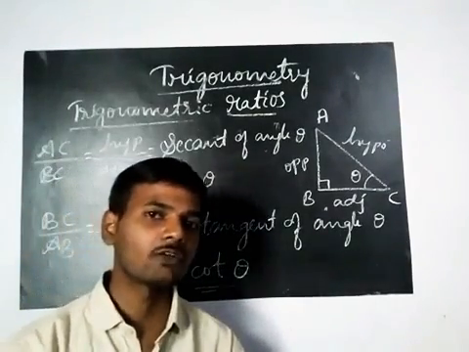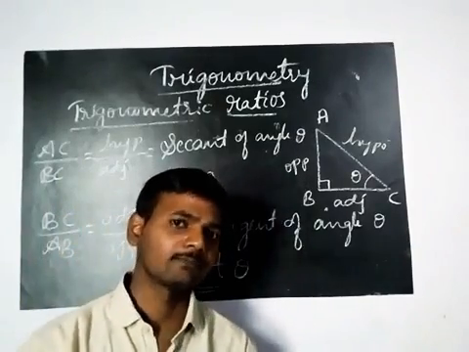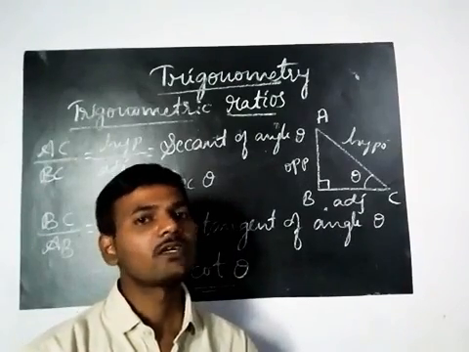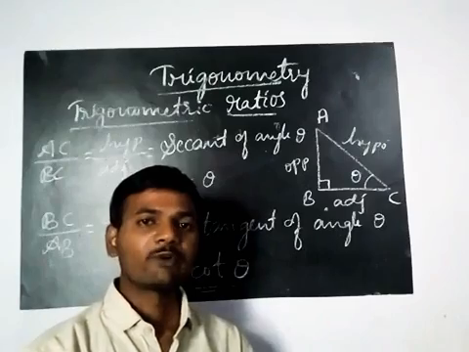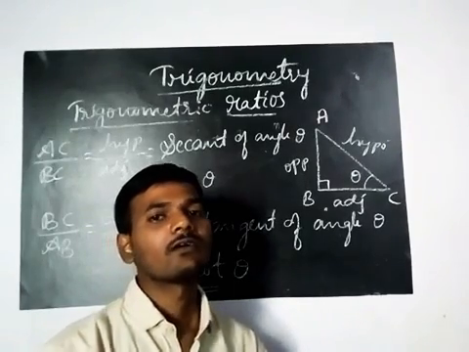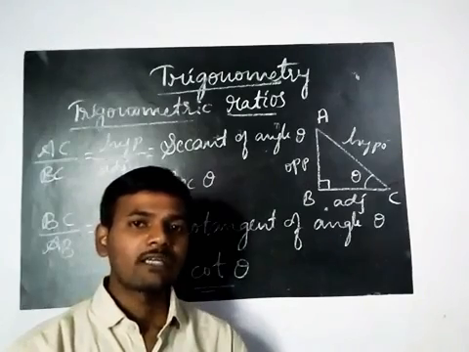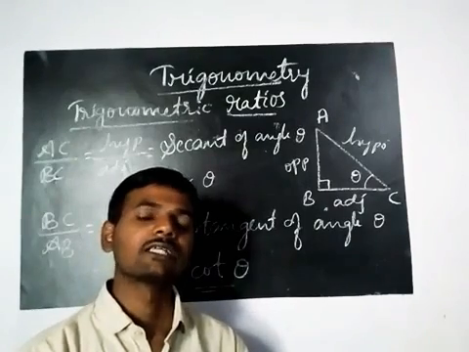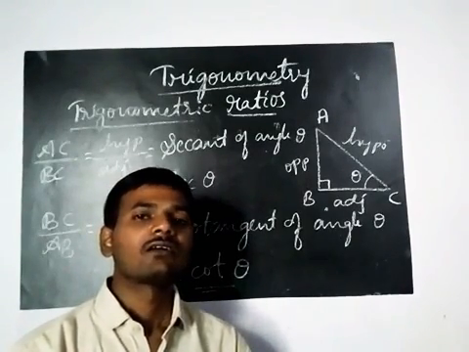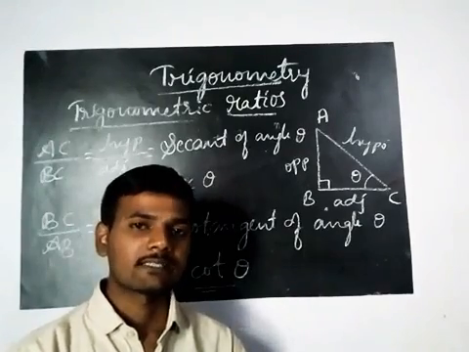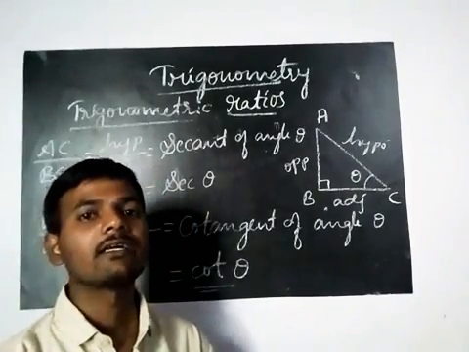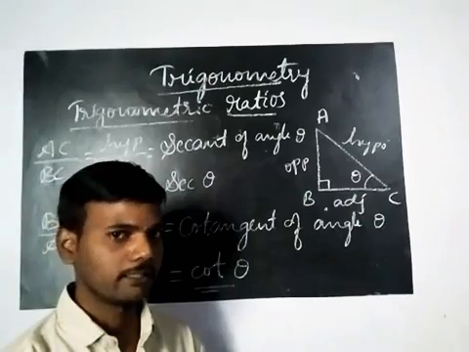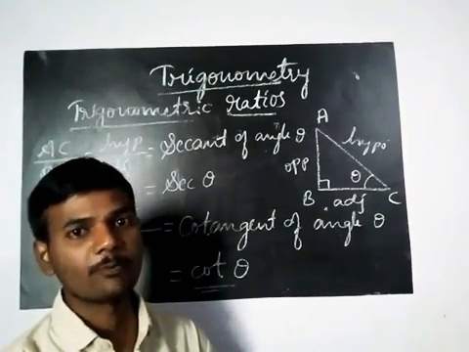Let me recall the trigonometric ratios once again. Opposite by hypotenuse is sin theta. Adjacent by hypotenuse is cos theta. Opposite by adjacent is tan theta. Hypotenuse by opposite is cosecant theta. Hypotenuse by adjacent is secant theta, and adjacent side by opposite side is cotangent theta or cot theta. These are the 6 trigonometric ratios.